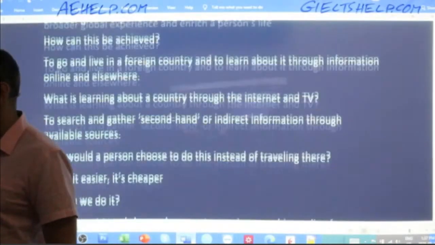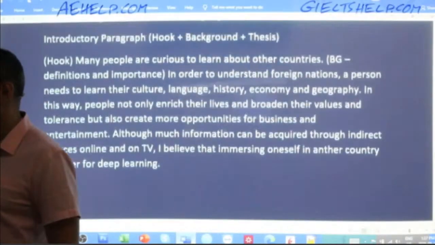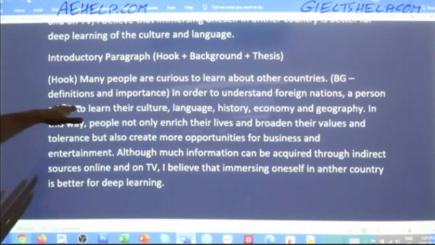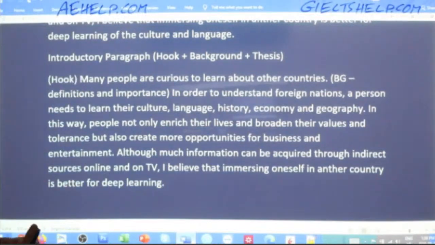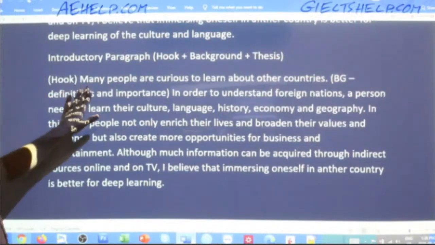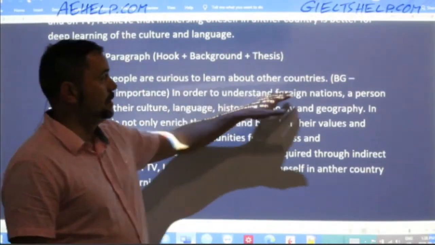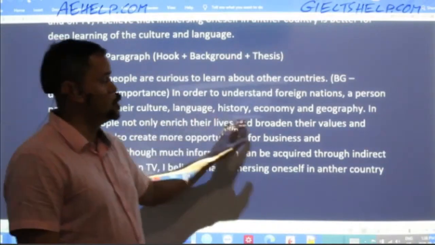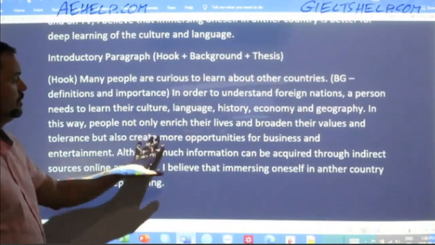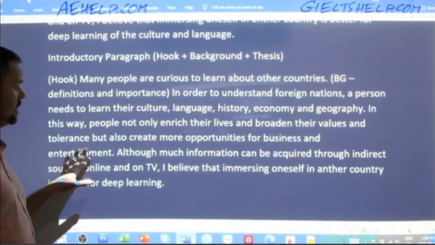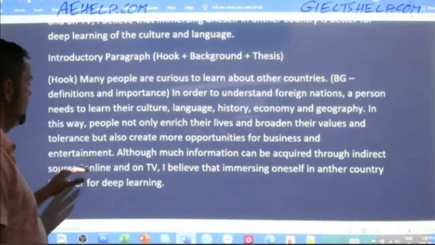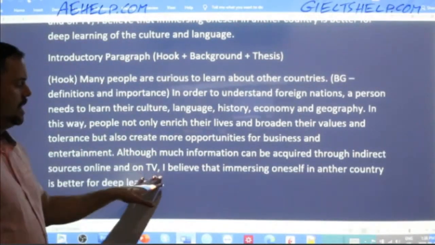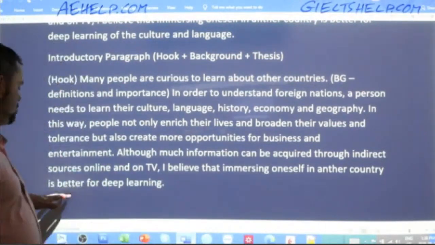Okay, so let's look at our introduction, and then we'll get into the body paragraphs here. So we discussed the hook, the background, and came up with an introduction like this. Some of you came up with some similar introductions, some of you with even more details. Let's just review this. So many people are curious to learn about other countries. In order to understand foreign nations, a person needs to learn their culture, language, history, economy, and geography. In this way, people not only enrich their lives and broaden their values and tolerance, but also create more opportunities for business and entertainment. Although much information can be acquired through indirect sources online and on TV, I believe that immersing oneself in another country is better for deep learning.